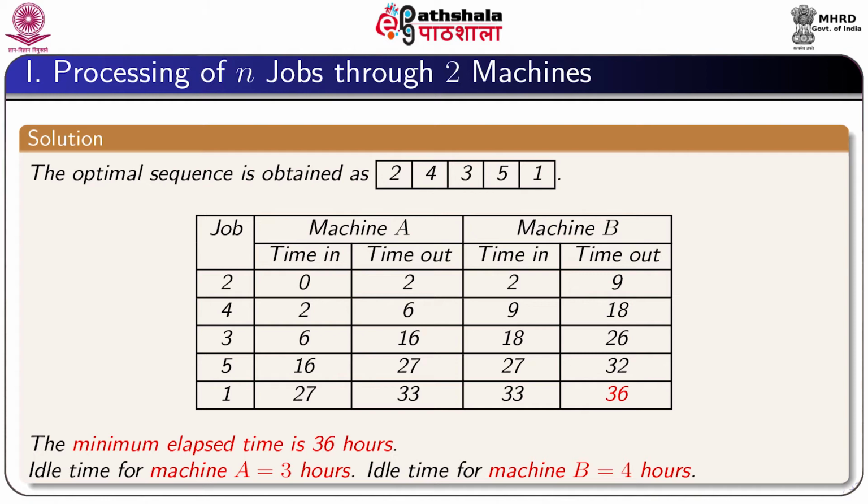So, machine B has to wait 1 hour to start processing job 1 as soon as the job on machine A is finished. So, total idle time for machine B will be initially 2 hours, and subsequently 1 hour and 1 hour. So, the total idle time for machine B is 4 hours.